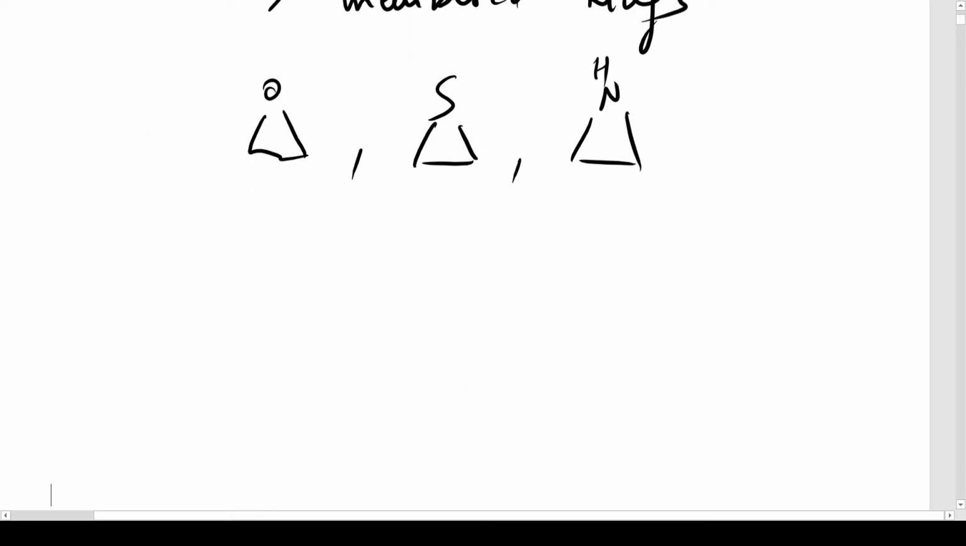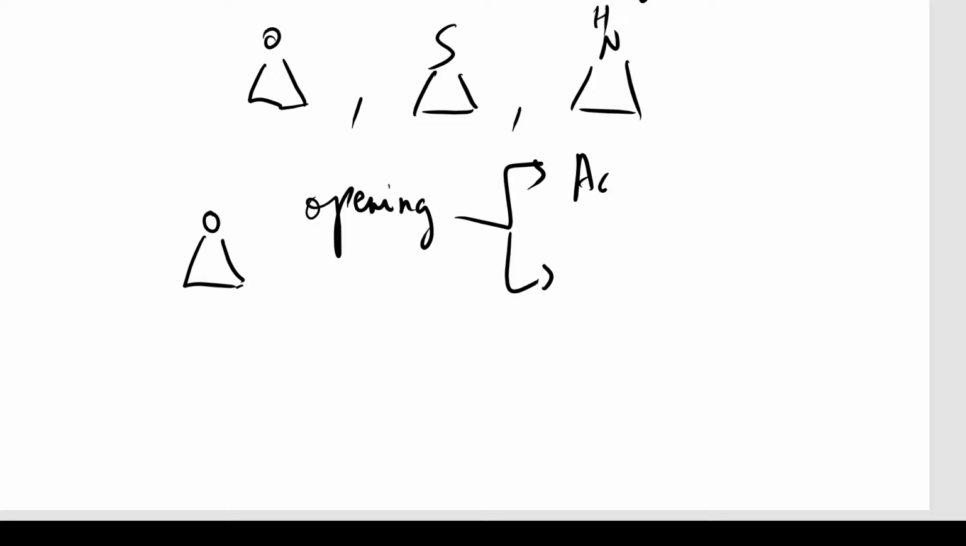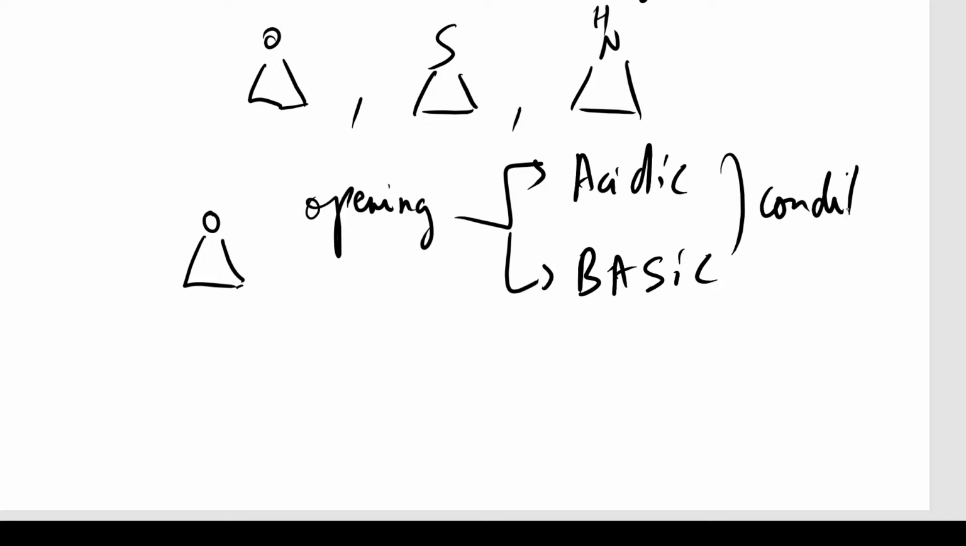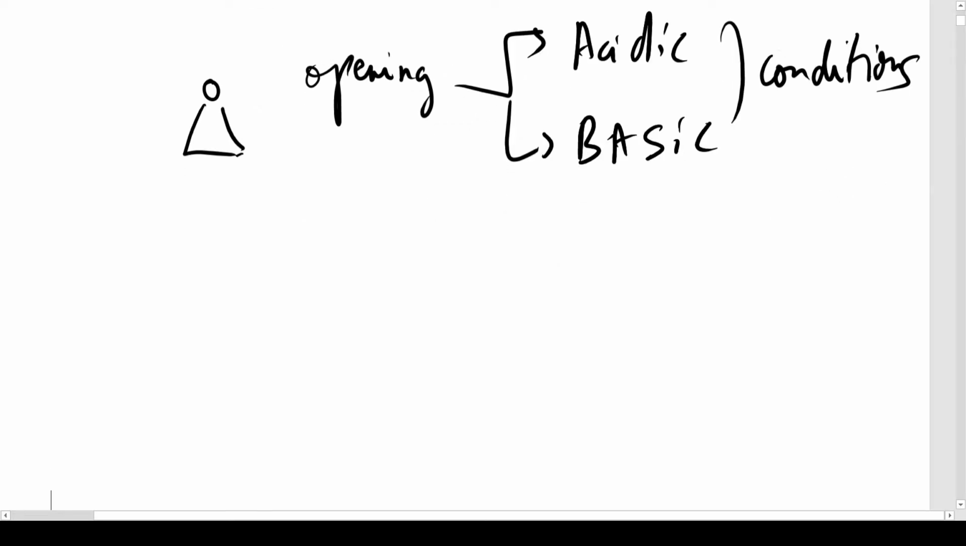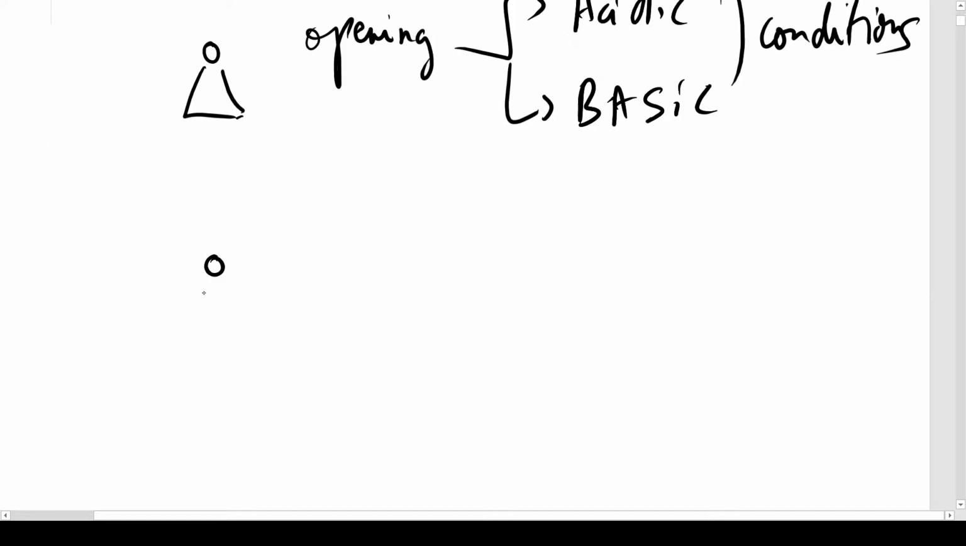So first thing about epoxide, what you have to know is that you can open it. The opening could occur under acidic or basic conditions. One very important thing that you should know is that it depends on the number of substituents.